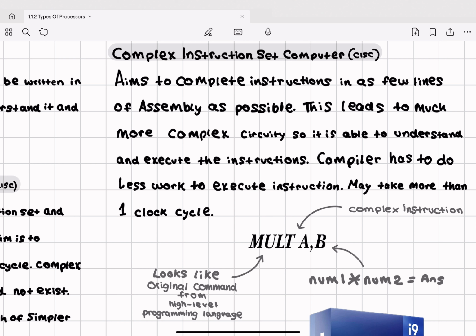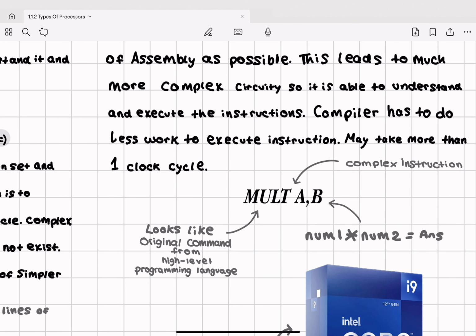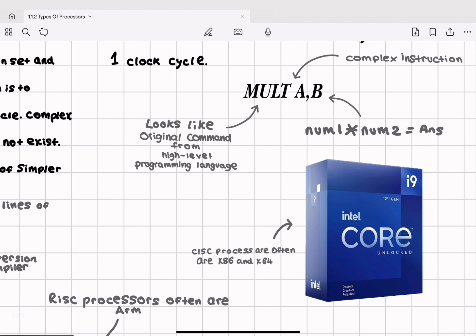This means the compiler has to do less work to execute the instructions, but this may take more than one clock cycle. And here's an example of what a complex instruction set instruction might look like. It looks like it's from a higher programming language, and that's because it's in as few lines as possible. Most CISC processors are often found on desktop PCs and often are x86 or x64, like for example, this Intel chip right here.